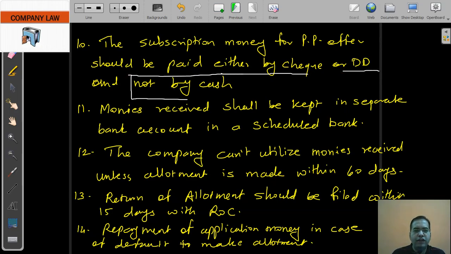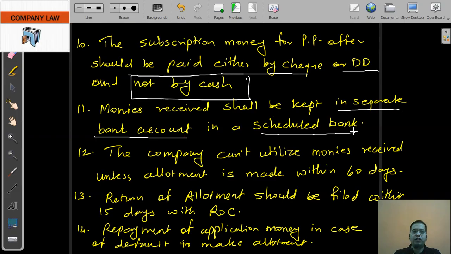Let me just highlight this particular point. This is an important point: not by cash. So companies now cannot take any cash for that matter. Money received shall be kept in a separate bank account, which should be maintained with a scheduled bank. So a separate bank account has to be maintained. All the money received by the company should be deposited in this separate bank account, which should be maintained only with a scheduled bank, not with any other bank like cooperative banks.